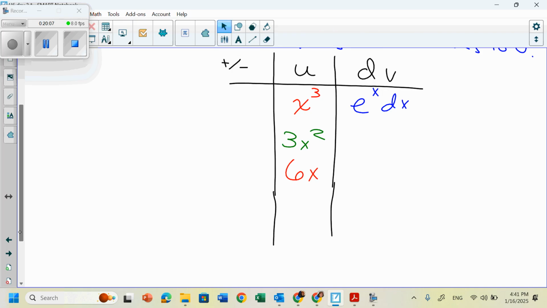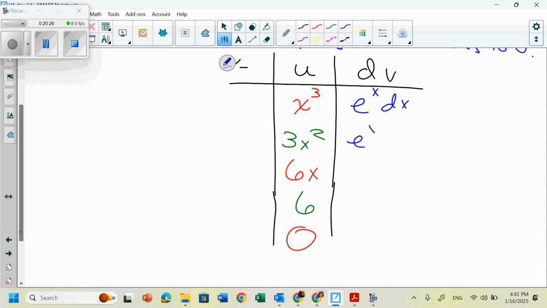On the right-hand side, we are integrating. We're going to integrate e to the x dx. This is a nice one because the integration of e to the x is e to the x. The integration of e to the x is e to the x again. So this is integrate. This is derive. And this is e to the x. And this is e to the x.